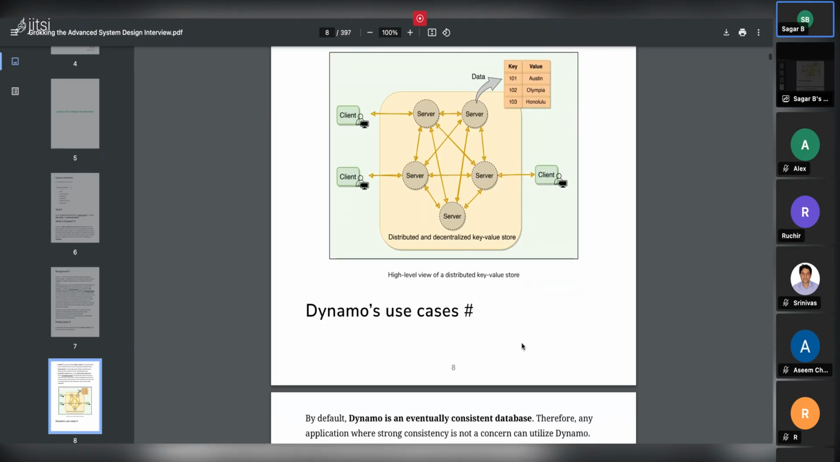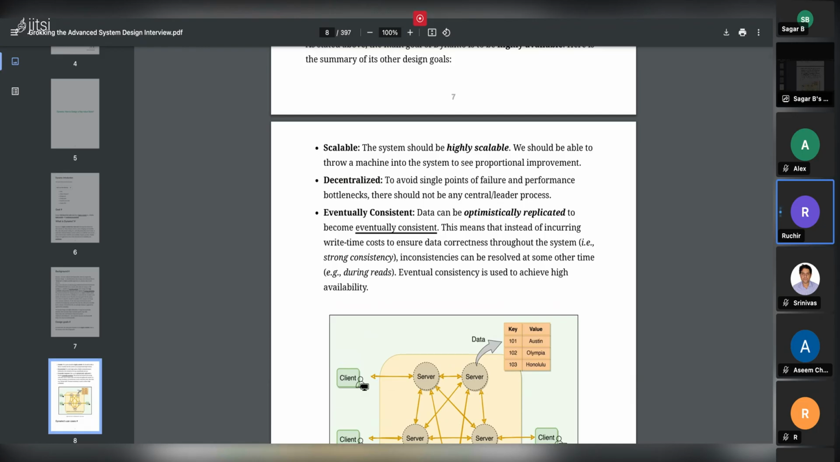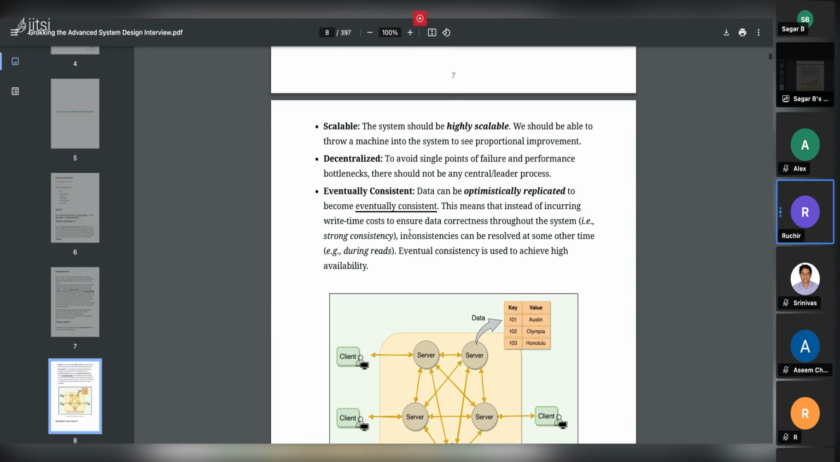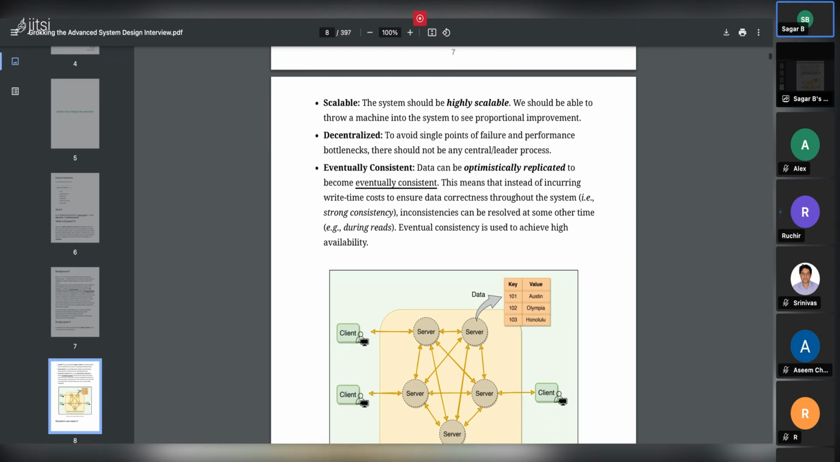Can you, Sagar, scroll up a little bit? I just wanted to touch upon those points here. The system should be highly scalable. We should be able to throw a machine into the system and see proportional improvement. And eventually consistent means data can be optimistically replicated to become consistent eventually. Inconsistencies can be resolved at some other time, during the reads, which is pretty good, as good as Cassandra, right? Yeah, correct. Very good.